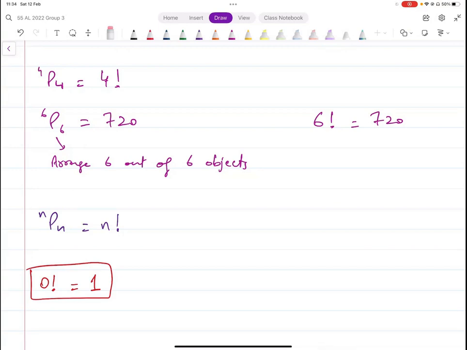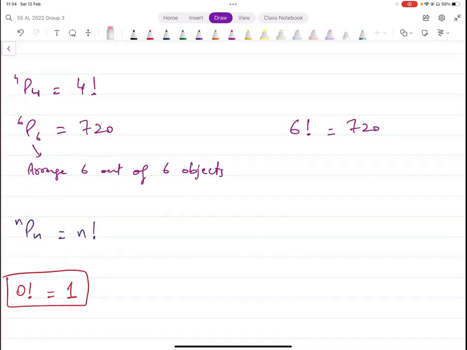By the definition of factorial, factorial is only for positive numbers. Right? For example, 4 factorial means multiplying all the numbers from 4 down to 1. The least number is 1. 0 is not a positive number. But it's defined like this. 0 factorial always has the value 1. If you do that in a calculator as well, the calculator will also give a value of 1 for this.